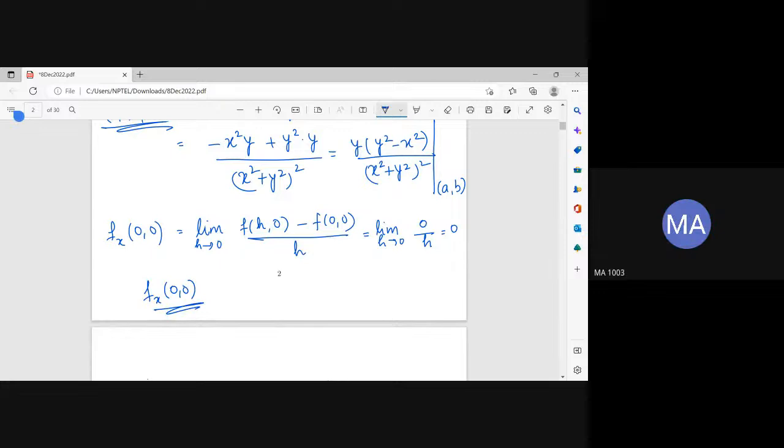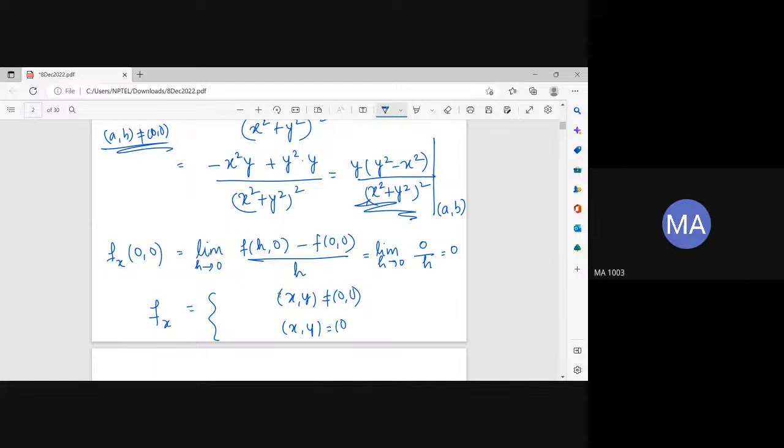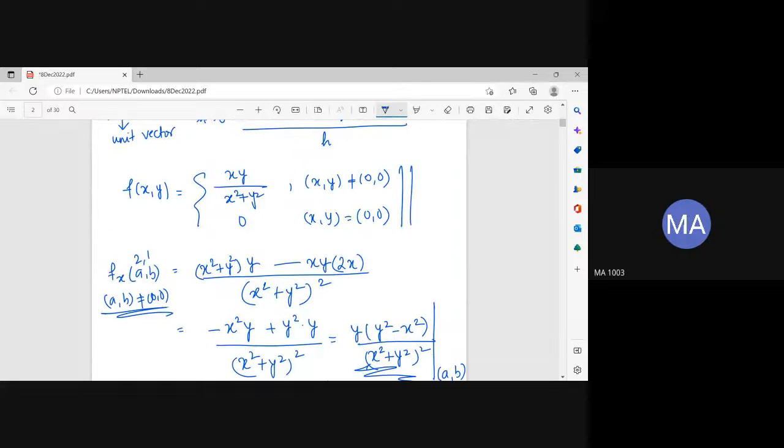So f is a function which is defined like this. When x comma y is not equal to 0, 0, you get this value. And when x comma y is equal to 0, 0, you get 0. Okay, madam. So no need to be the same value. Something like this. Understood, ma'am.